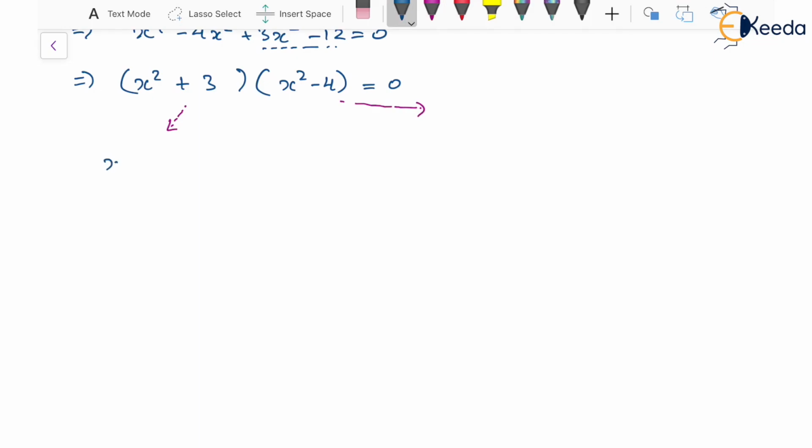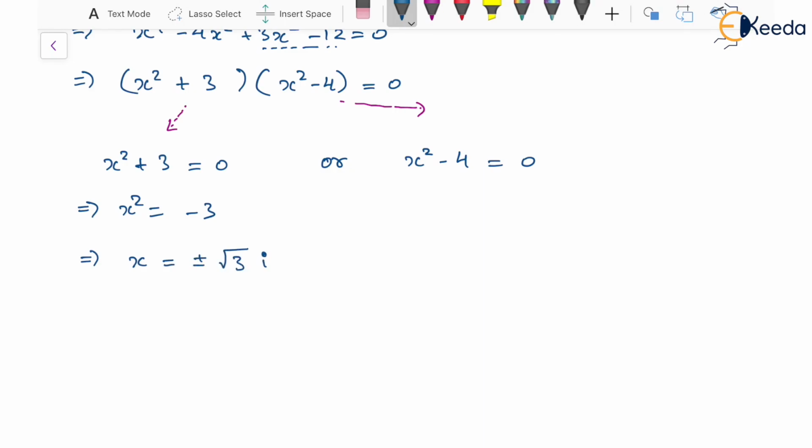So this is going to be x square plus 3 equal to 0 or x square minus 4 equal to 0. This gives x square is equal to minus 3, and we know that x will be equal to plus and minus root 3i as a complex value. Solving the other one we'll have x square equal to 4, and this gives x is equal to plus and minus 2. So we have got 4 values of x, 2 of which are complex and 2 of which are real.